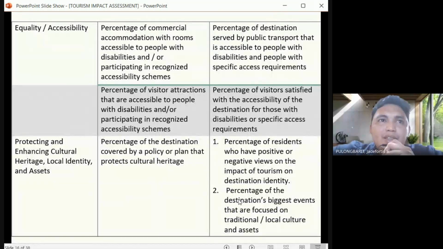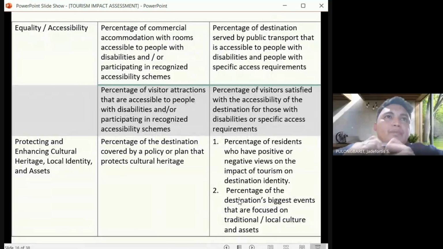Next is protecting and enhancing cultural heritage, local identity, and assets. The criterion is to determine the percentage of the destination covered by a policy or plan that protects cultural heritage. For optional, the percentage of residents who have positive or negative views on the impact of tourism on destination identity. And another percentage to assess is the destination's biggest events that are focused on traditional local culture and assets.